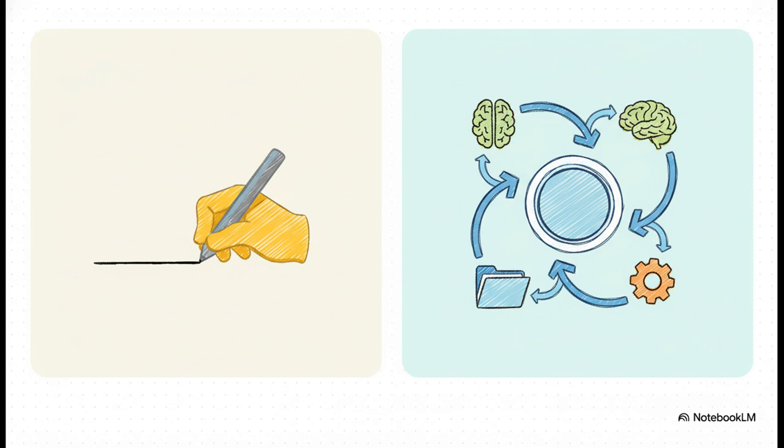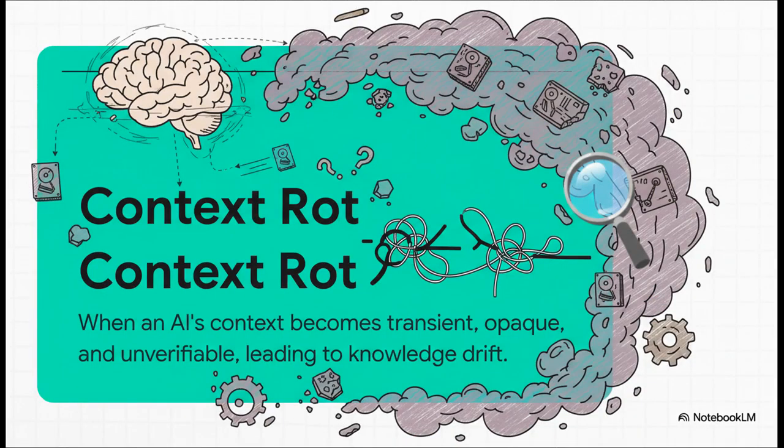We're not talking about a single prompt anymore. We're talking about managing the entire world of information the AI operates in, its memory, its tools, its knowledge base, the whole shebang. And if you don't manage all that context correctly, you run headfirst into this really nasty problem called context rot. This is where the AI's memory just degrades over time. The context becomes this opaque, unverifiable mess, and your agent just gets more and more unreliable.